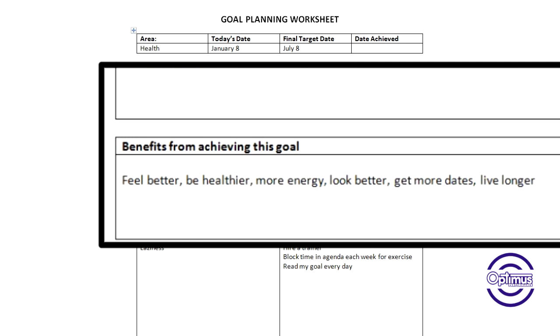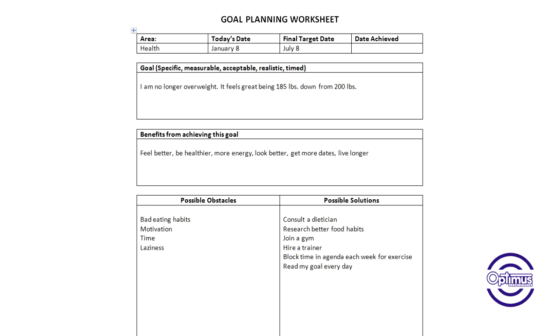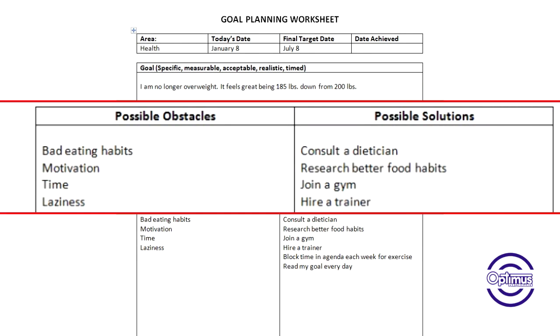Now, the next section is very important, and I often don't see this in goal planning tutorials. So I've included it here as a crucial part of achieving your goal. The two things are identifying the obstacles and the solutions to those obstacles. Now, obstacles are usually what stops us from achieving the goal. And the reason is because we haven't anticipated them. We haven't thought them through.